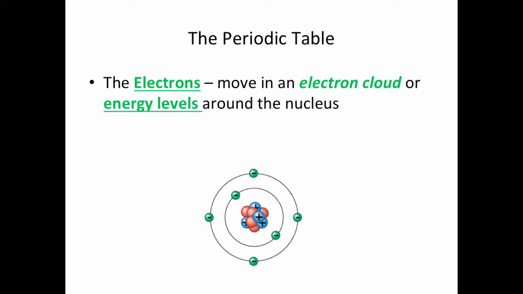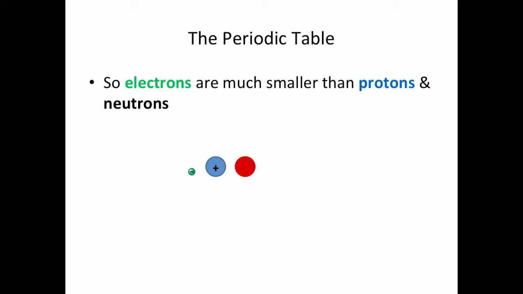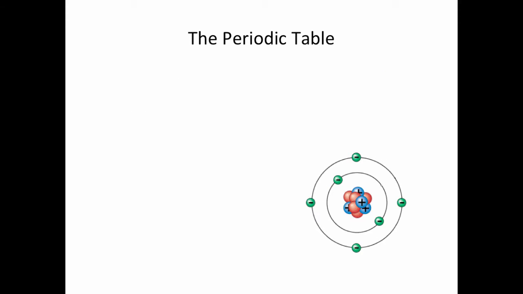Electrons move in an electron cloud or energy level around the nucleus. Now we talk about it as an electron cloud because you can't put your finger on where an electron is. They're moving very quickly. But we do know that they're organized into levels. The first energy level holds 2 electrons, and every energy level after that holds 8. They are negatively charged, and their mass is negligible. They're 2,000 times less massive than protons and neutrons. So electrons are much smaller than protons and neutrons, less massive, I think is a better way to say that.